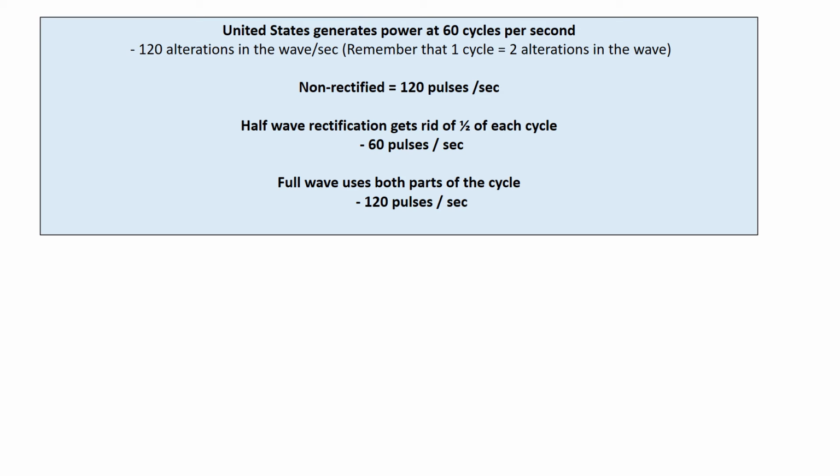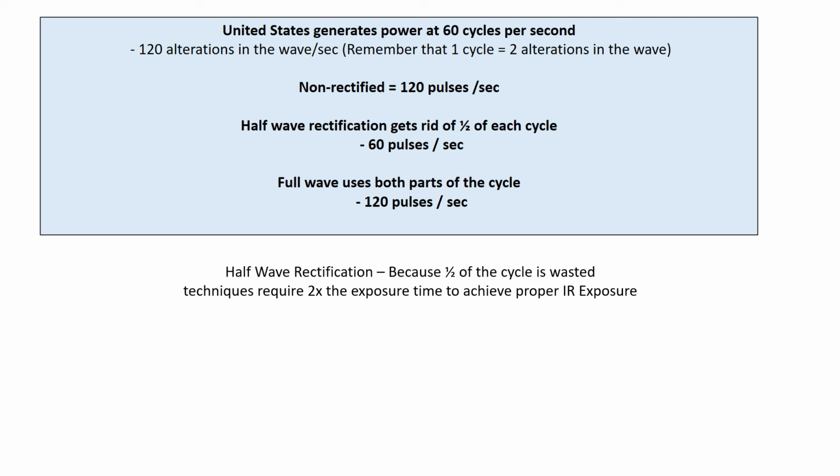We didn't get rid of them. We actually flipped the ones that were on the bottom up to the top. We're back to the 120 again, 120 pulses per second. So non-rectified, 120 pulses per second. Half-wave rectification, you got rid of half of them, so you only have 60 pulses per second. And with full-wave, you use both parts of the cycle. You flip them, allowing electrons to flow in only one direction, so we've got the 120 pulses per second.